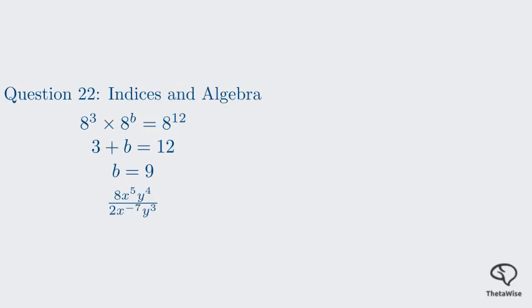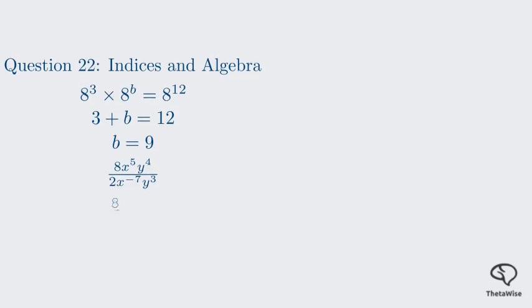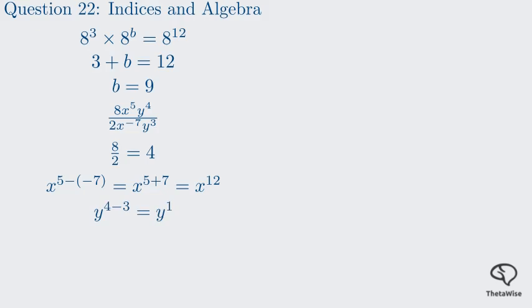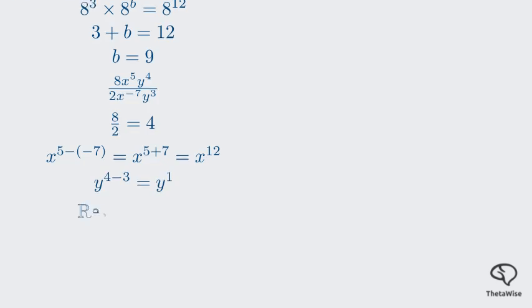Part B asks us to simplify 8x to the 5y to the 4 divided by 2x to the negative 7y cubed. First, divide the numbers. 8 divided by 2 is 4. Next, for the x terms, we subtract the powers, 5 minus negative 7. Finally, for the y terms, 4 minus 3. This leaves us with y to the power of 1, or just y. Our simplified answer is 4x to the 12y.